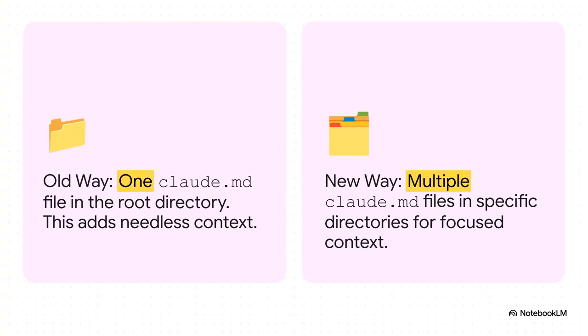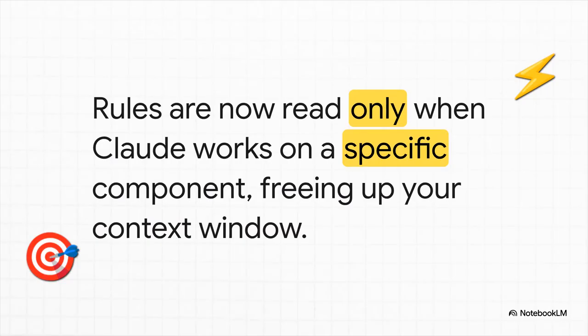So the old way of giving Claude context rules was, well, kind of clunky. You just dumped everything into one big claude.md file in your root directory. And yeah, it worked, but it clogged up your context window with a ton of information you didn't need, which could actually make your outputs worse. The new way? It's much, much more intelligent. Okay, this is huge. You can now create separate claude.md rule files inside of specific project directories. This means Claude only gets this hyper-focused context exactly when it's working on that specific piece of your app, without all the extra noise from everywhere else.